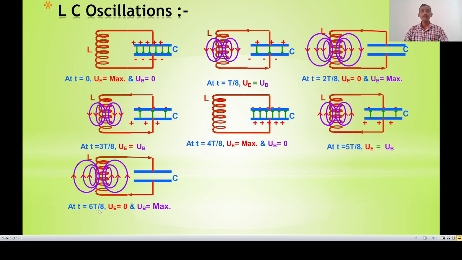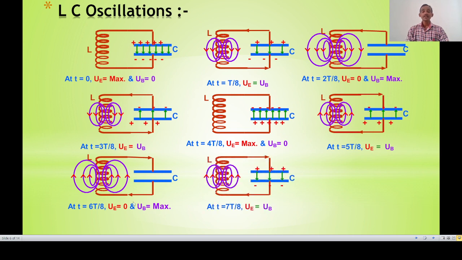Now at time t is equal to 6T by 8, the capacitor is fully discharged and the energy in the system is stored in the form of magnetic energy. Therefore we can write UE is equal to 0 and UB becomes maximum, total energy in the form of magnetic energy. Now at t is equal to 7T by 8, we again get charging of the capacitor with the help of the magnetic energy stored in the inductor. In this case the positive charges are accumulated on the upper plate and negative charges on the lower plate.